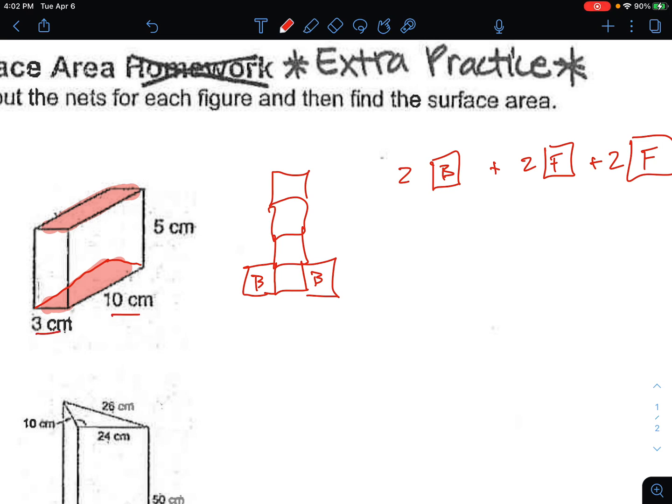Well, it's 3 and 10. So if this is base times height, then that's just 3 times 10, which is 30, and we've got two of those, right? So that's 2 times 30, so that should be 60. All right, well, that's not our answer. I circled it just because it's an important number. Let's do the faces now.